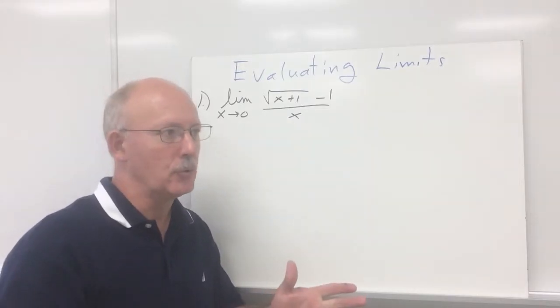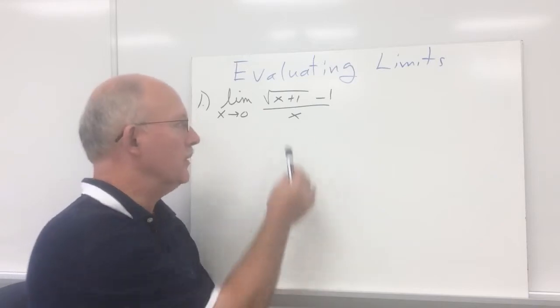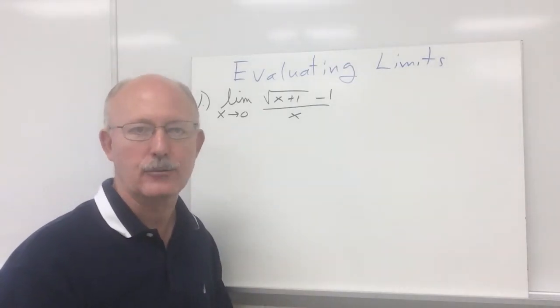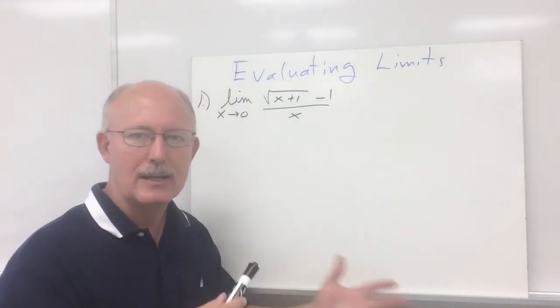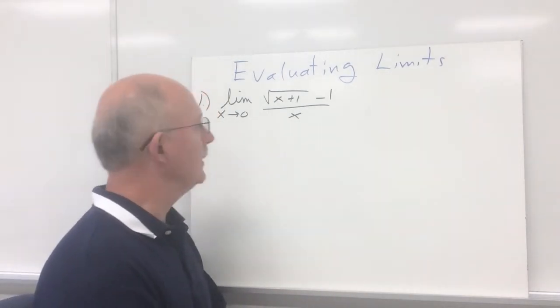Now a lot of students are used to rationalizing the denominator, removing the radical from the denominator of a fraction. Right? But now in this case, we're going to remove the radical from the numerator, and then from there we should be able to cancel something out. So let's see what happens.